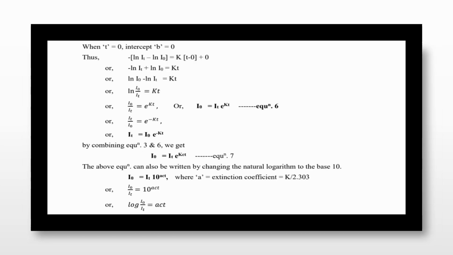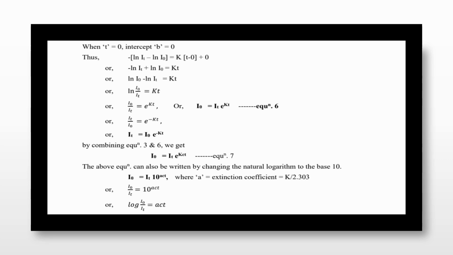So when t is equal to 0, the intercept b is equal to 0, thus minus in the bracket log It minus log I0 is equal to kt minus 0 plus 0. By further modification, we get the equation It is equal to I0 e raised to the power minus kt, which can also be written as I0 is equal to It e to the power kt. Name this equation as equation 6.